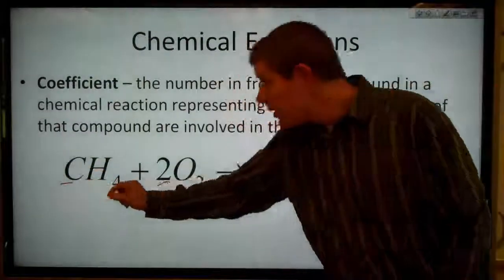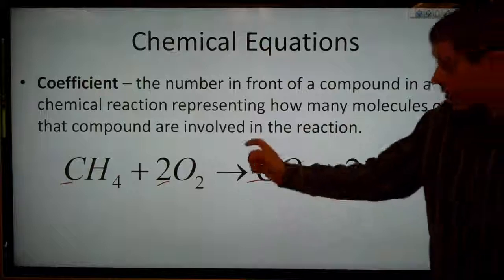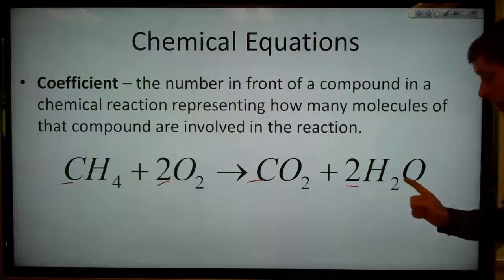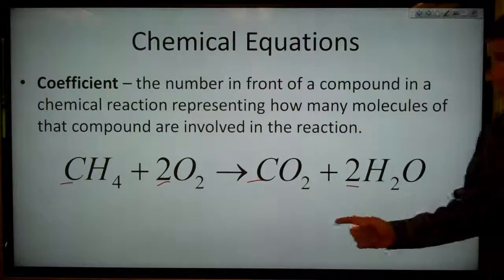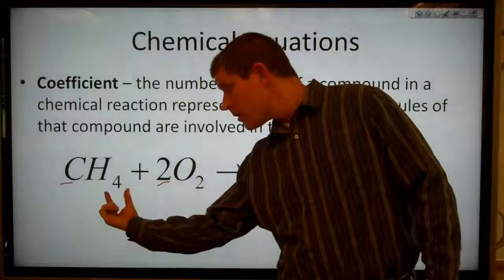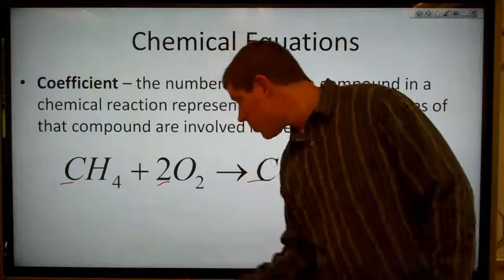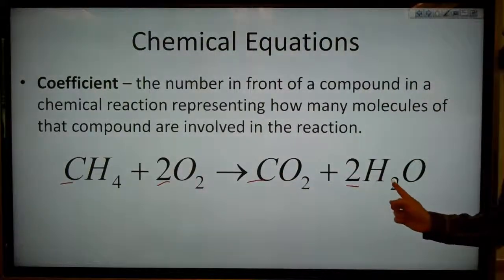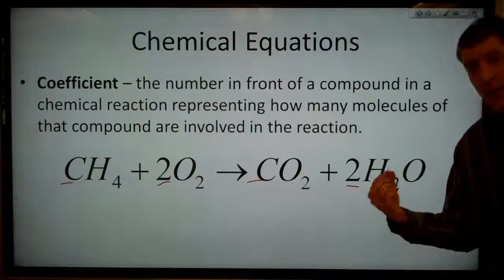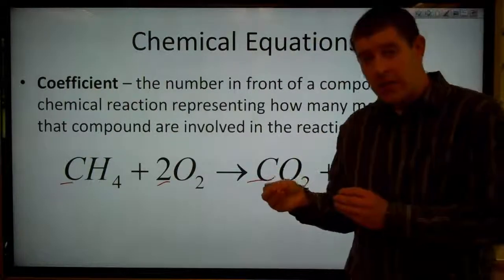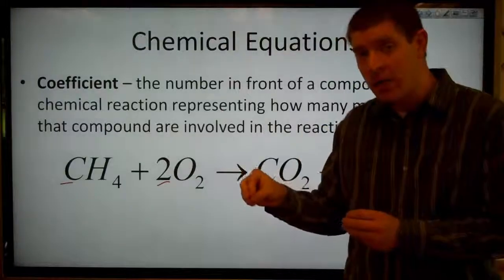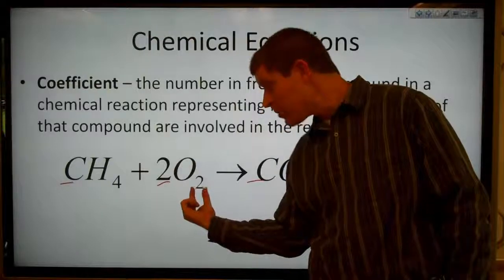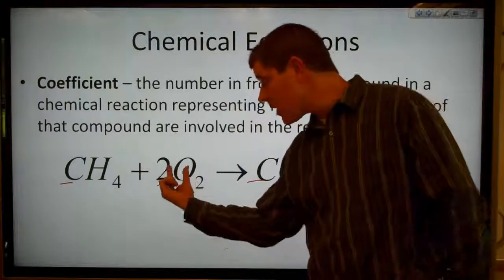So we have 1 methane molecule reacting with 2 oxygen molecules to give us 1 carbon dioxide molecule and 2 water molecules. Now remember from an earlier video that the subscripts here, this 4 and the implied 1, this 2 and the implied 1, the 2 here and the implied 1, tell us how many atoms of the element immediately to the left of it we have within each of those molecules. In this case, we have 2 atoms of oxygen within each molecule, and we have 2 molecules.